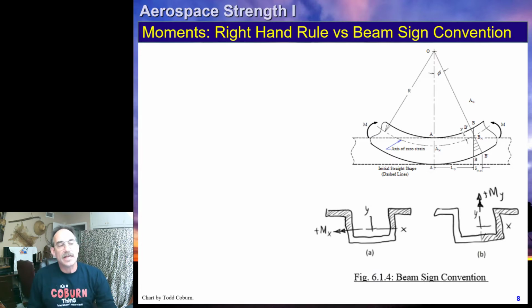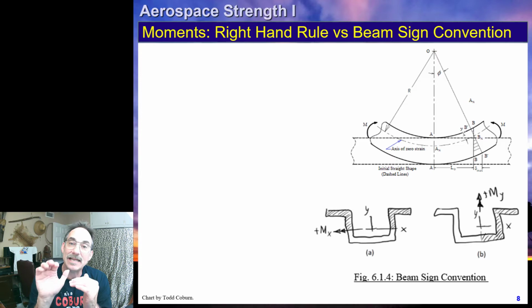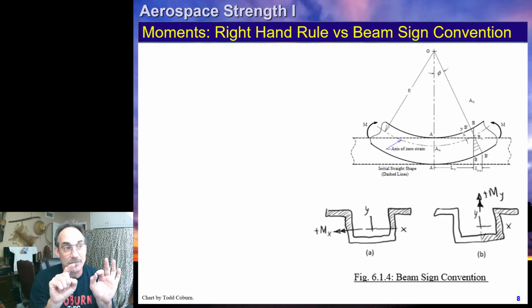So if we look at this smiley face bending, you'll notice that it is causing compression on the upper surface. If you look at figure 6.14A, you see the bending moment that's shown is causing compression on the upper surface. You'll notice that the fingertips are tapping down on the section. That means there's compression there. And the palm is pulling away from the page. That's going to be tension there. That is positive beam sign convention.